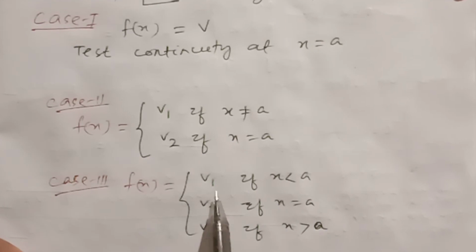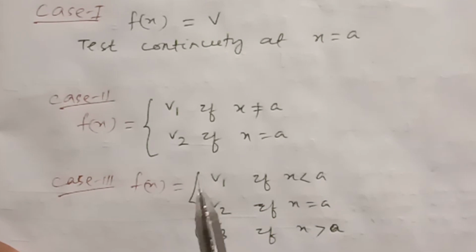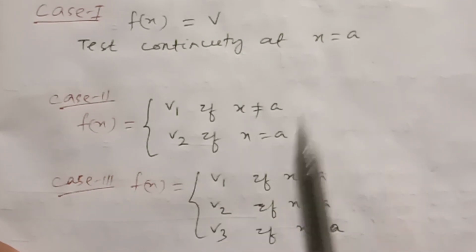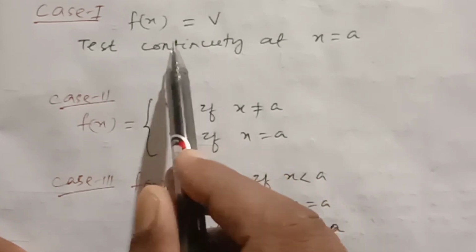f of x is equal to v1 where x is less than a, second value v2 at x equal to a, and the value of the function is v3 at x greater than a. These are the 3 types of problems which you can find when testing continuity. Suppose f of x is equal to a single value v, and the value of a is given.